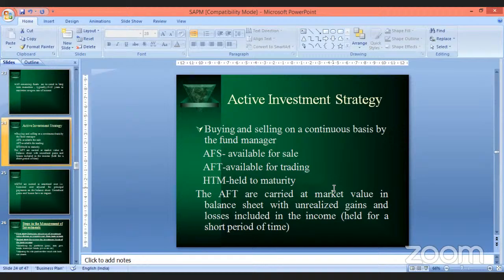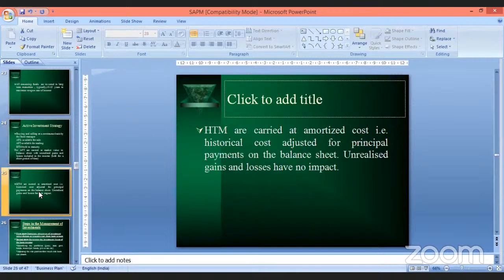That means a fund manager is an advisor, can we say advisor? Definitely, the fund manager will play an advisory role. Okay, sir. Thank you.